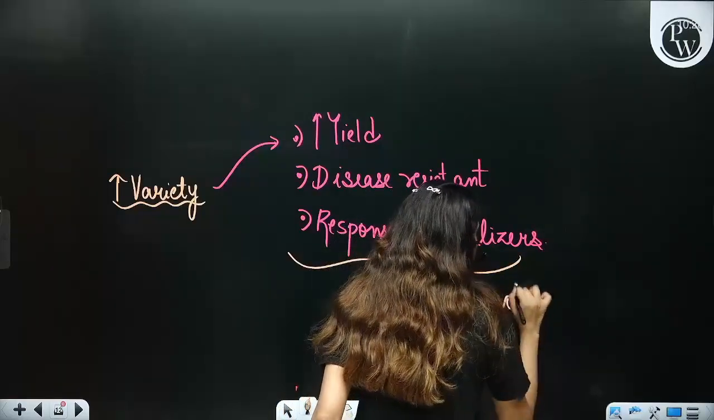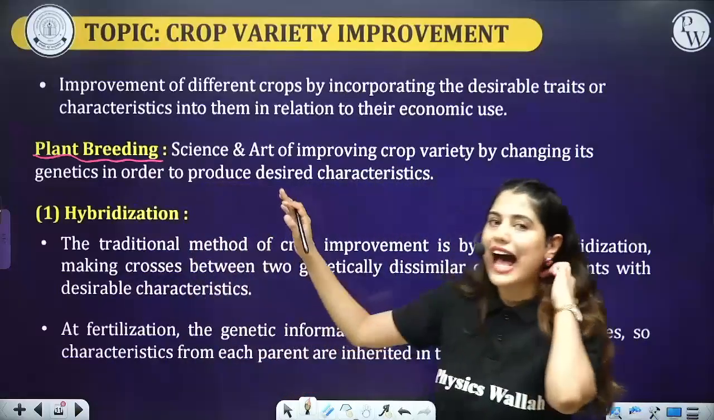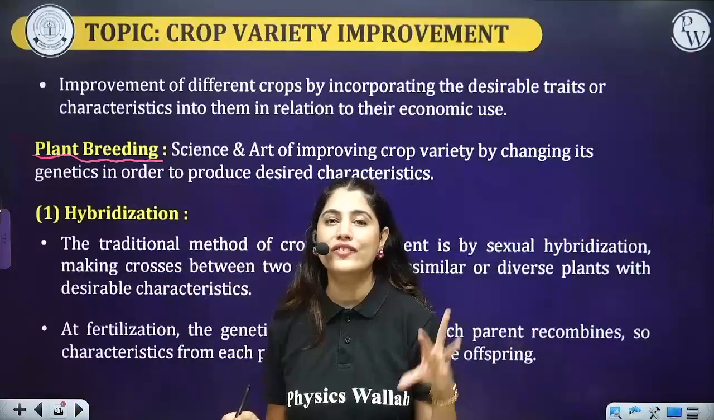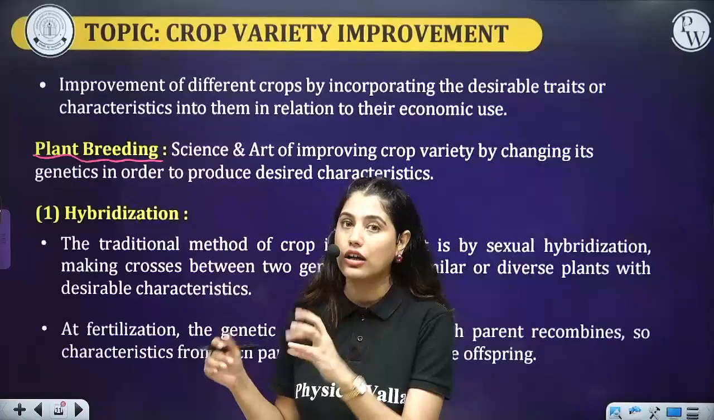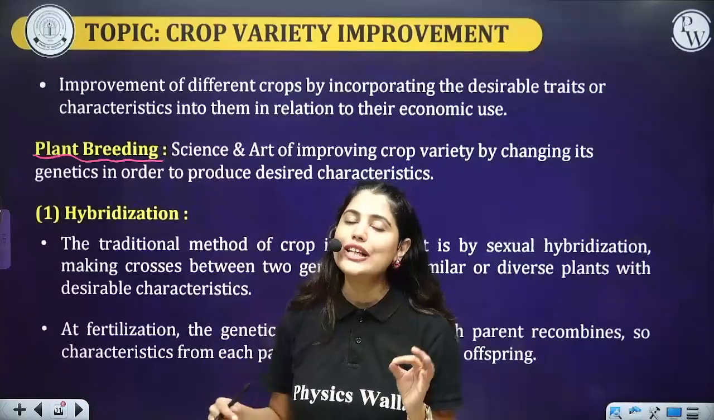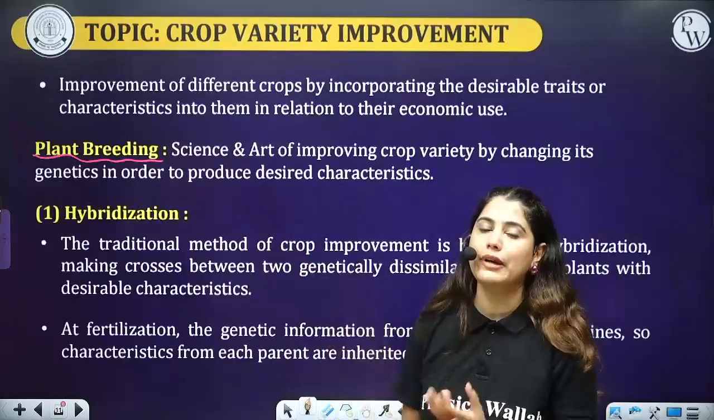Right? So we want them, right? That is plant breeding. Basically, we are incorporating the desired characters into our plant. How are we doing it? We are doing it by one of the methods called hybridization.